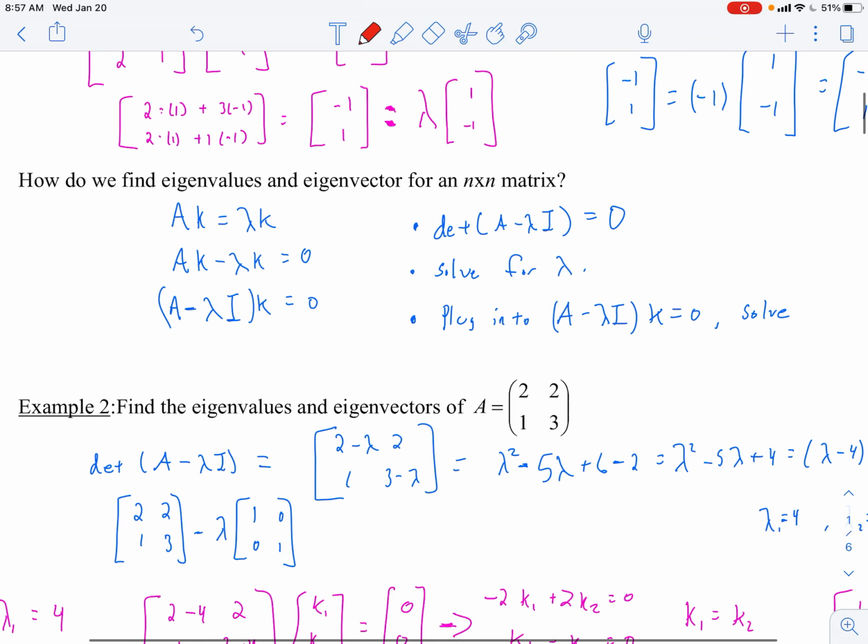All right, so how do we find them? Well, I'm going to set up my formula at the top, which is AK is equal to lambda K. And I'm going to set that equal to 0.